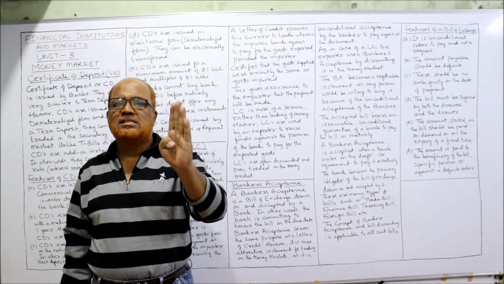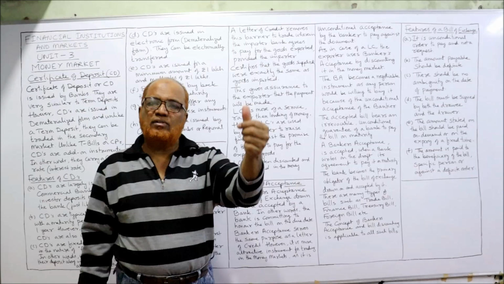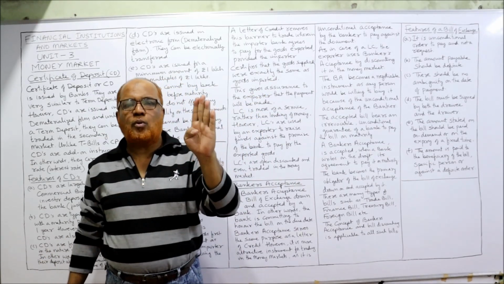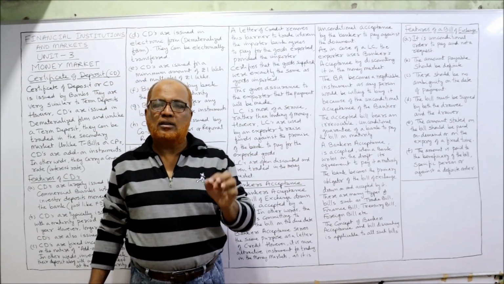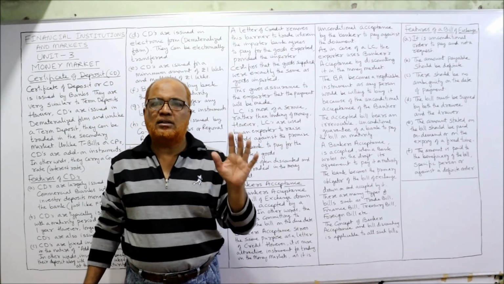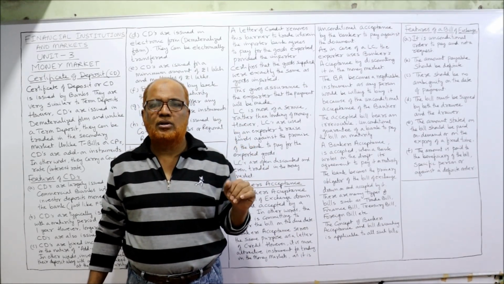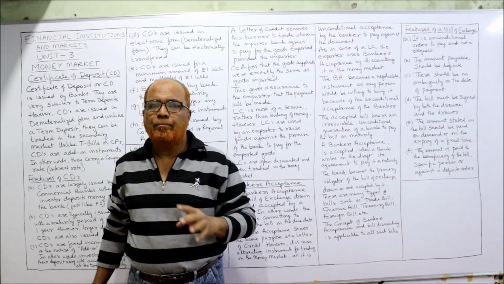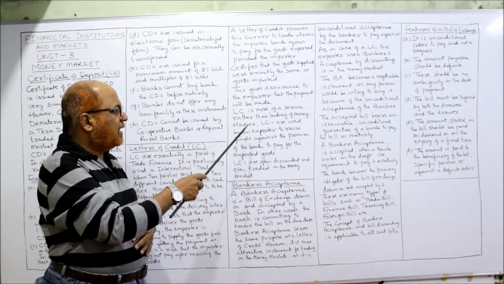Once the LC is received from the importer's bank, then this LC will be sent to the exporter in America. Once the exporter receives this LC, the exporter is sure that definitely I am going to get the amount. There is no doubt regarding receiving the amount. So this LC is a document which is given by the banker. LC is more a service rather than lending of money.